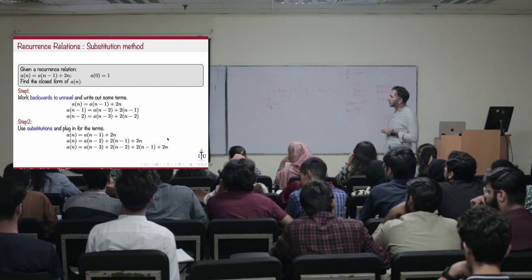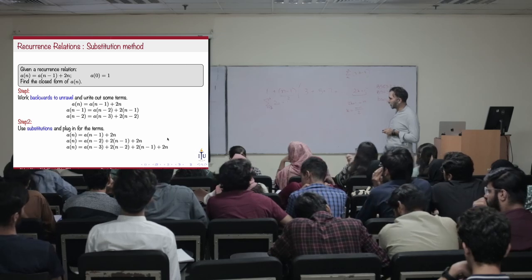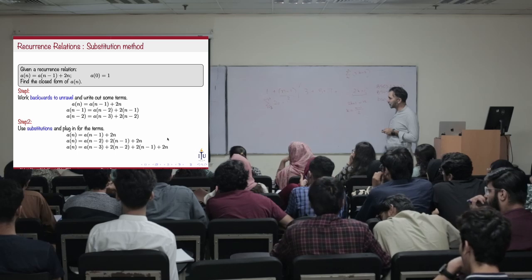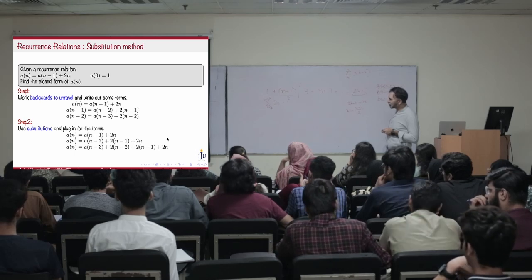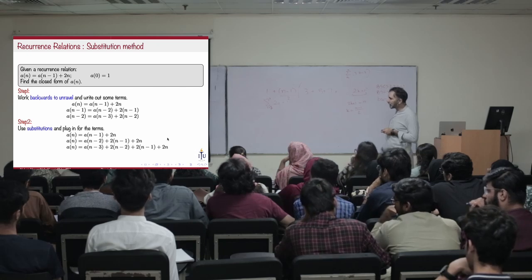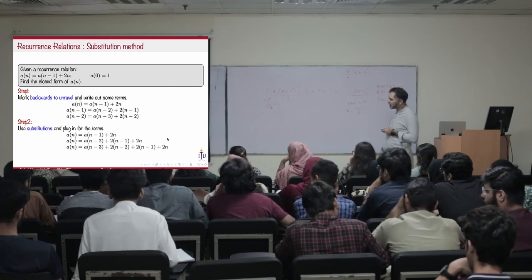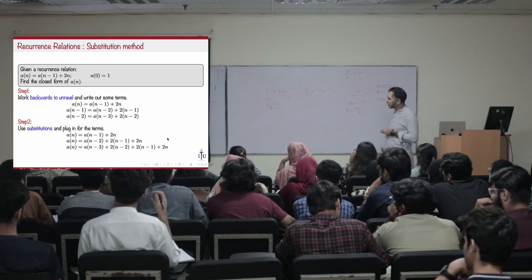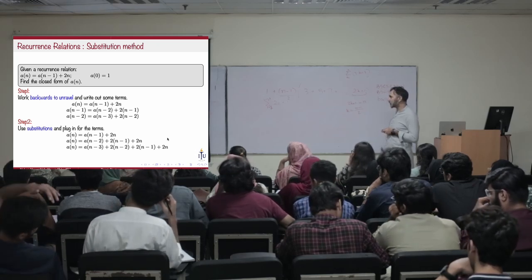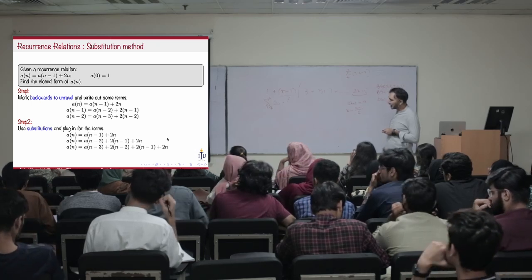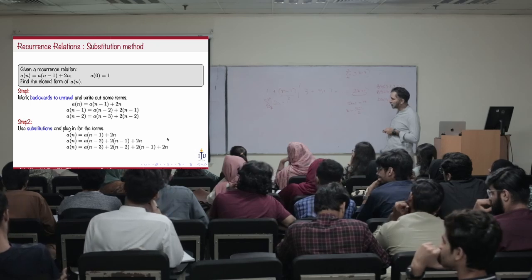So a of n is equal to a of n minus 1 plus 2n, but a of n minus 1, using the same formula, is going to be a of n minus 2 plus 2 times n minus 1. What I'm doing is, in the same formula, I'm plugging in n minus 1 in place of n. So you get a of n minus 1 is equal to a of n minus 2 plus 2 times n minus 1. You do the same, you plug in n minus 2, so you would get this.